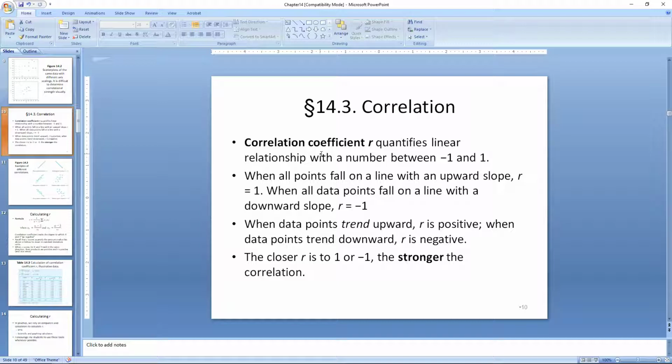Our correlation coefficient r quantifies a linear relationship with a number between -1 and 1. When all points fall on a line with an upward slope, r equals 1. 1 is like a perfect correlation. When all data points fall on a line with a downward slope, r is -1, so a negative association. When data points trend upward, r is positive. When data points trend downward, r is negative. The closer r is to 1 or -1, the stronger the correlation.